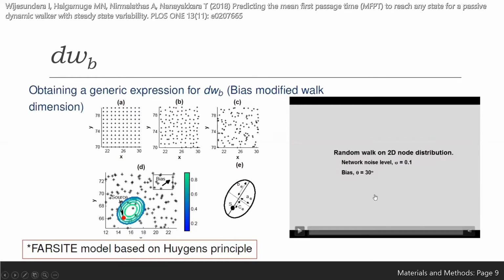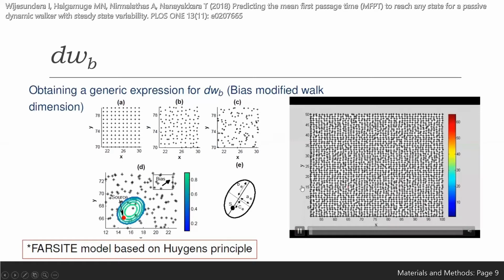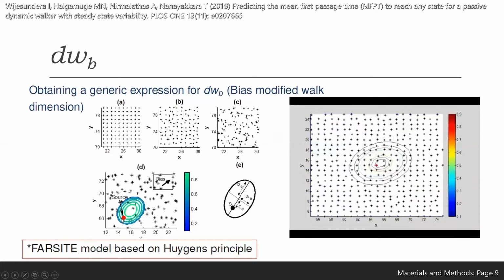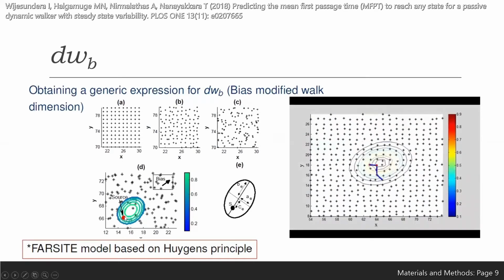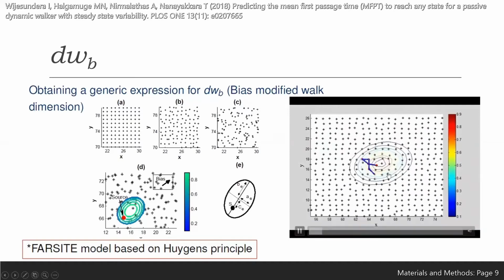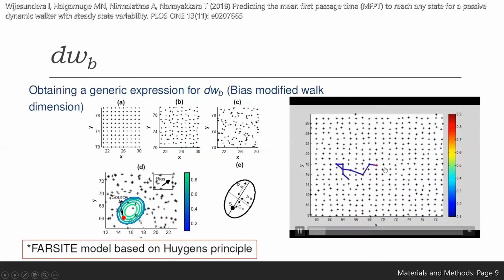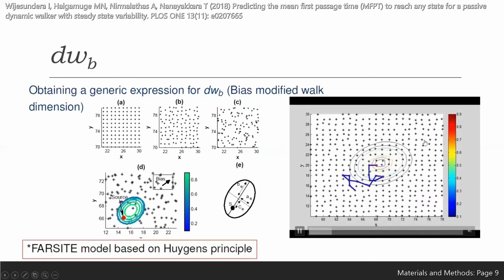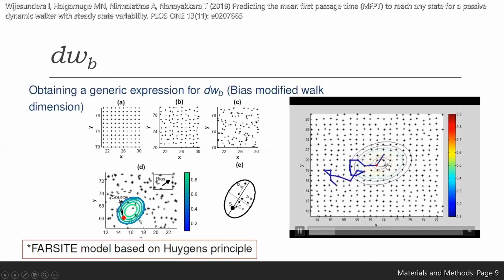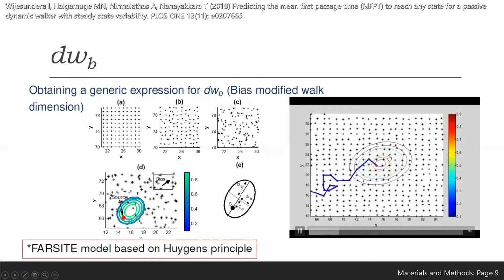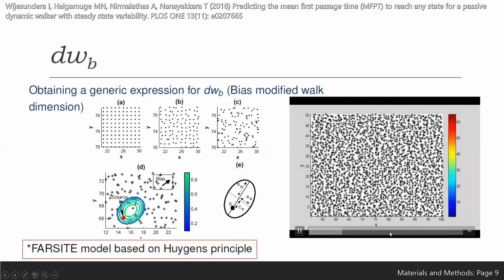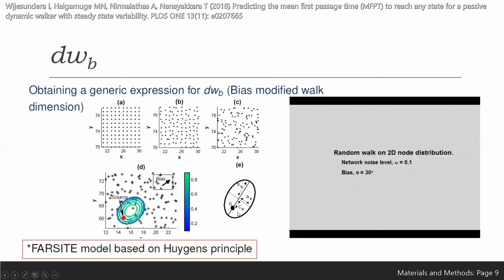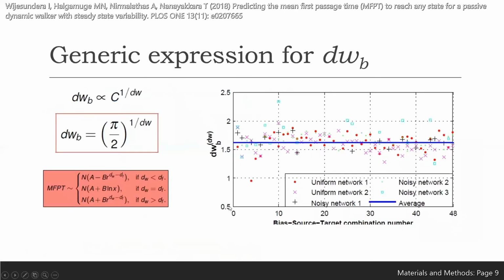To create a biased random walk, we've used an elliptical probability density distribution at each step to select the next step. I think this would be more clear looking at the video here. So at each step, we used a probability density distribution to select the next step. Because of the bias, this is elliptical in shape. We have a few examples here, but I think that should be enough.